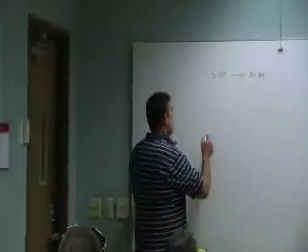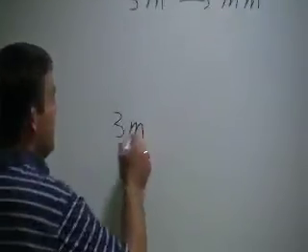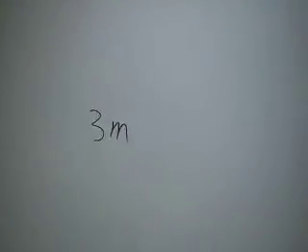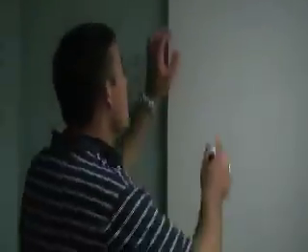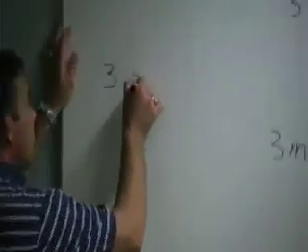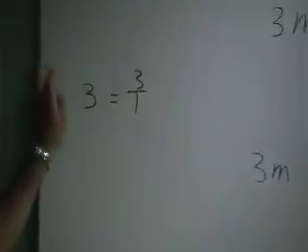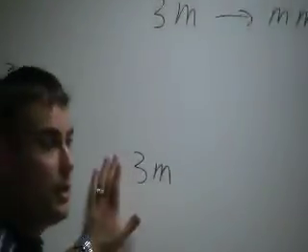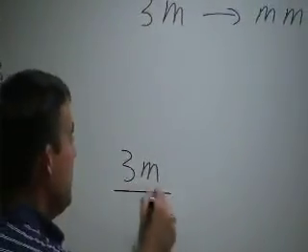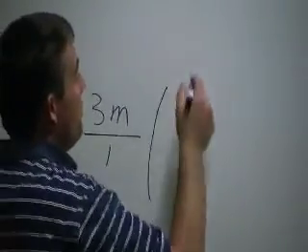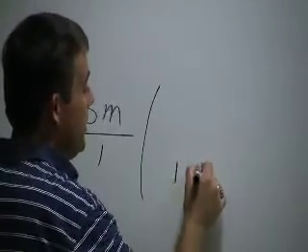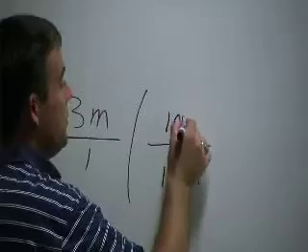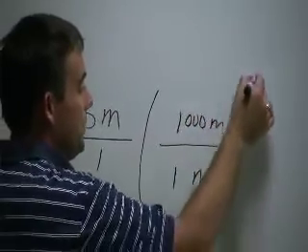Okay, so let's set up here 3 meters. Now, a couple of things that we want to review from simple math class is that 3 is the same thing as 3 divided by 1. Are you with me? All right. So really this 3 right here is in a numerator. Now, we're going to multiply this by 1 meter is the same thing as 1,000 millimeters.